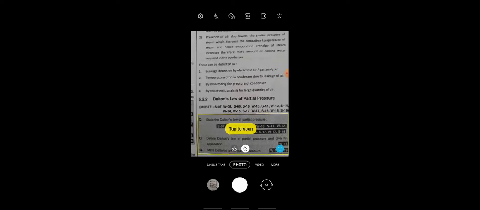Air leakage can be detected as follows. First, leakage detection by an electronic air or gas analyzer. Second, by the temperature drop in the condenser due to leakage of air. Third, by monitoring the pressure of the condenser. Fourth, by volumetric analysis for large quantities of air.